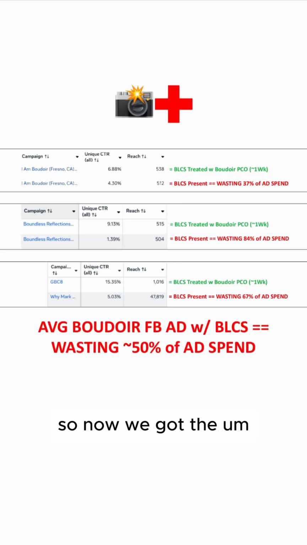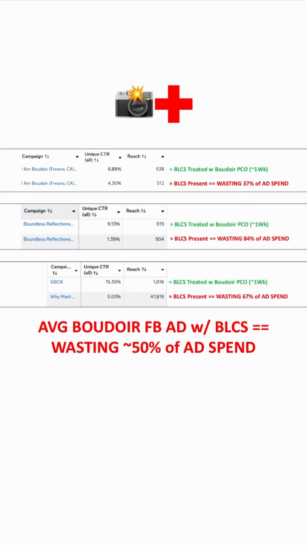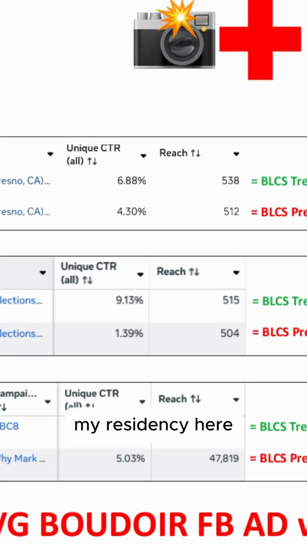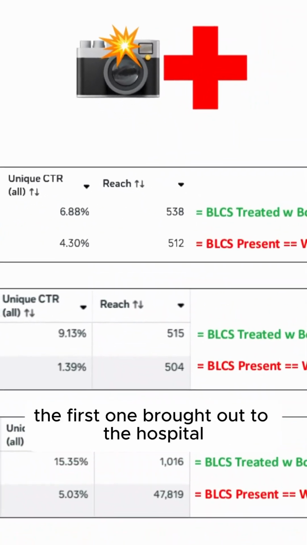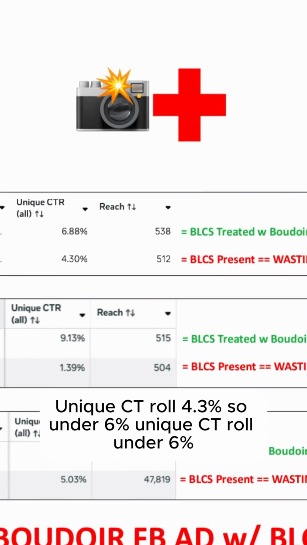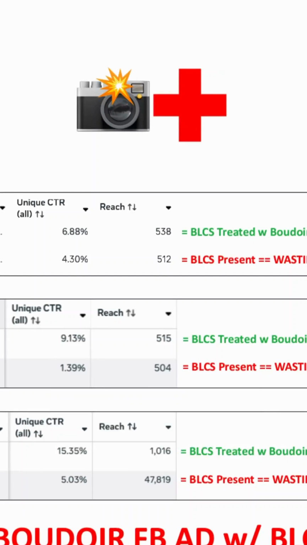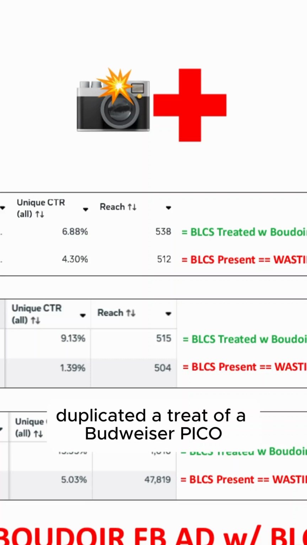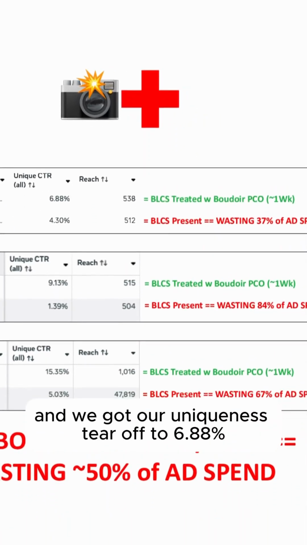So now, in my residency here, found some Boudoir Facebook ads out in the wild. Tested the first one, brought it to the hospital. Unique CTR 4.3%, so under 6%. We know that BLCS is present. Now, we duplicated it, treated it with Boudoir Pico. Took about a week, and we got our unique CTR up to 6.88%.